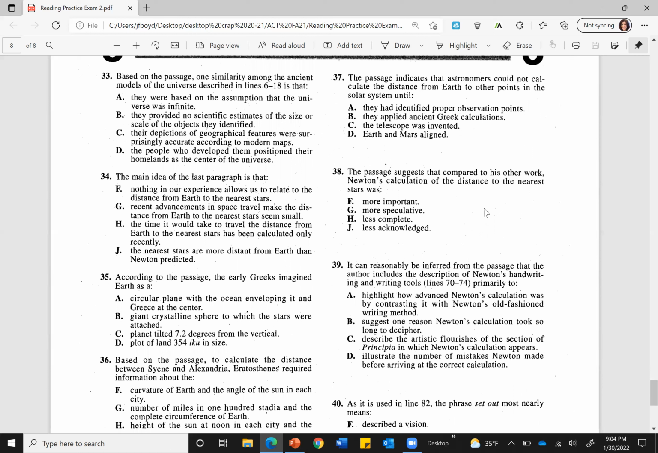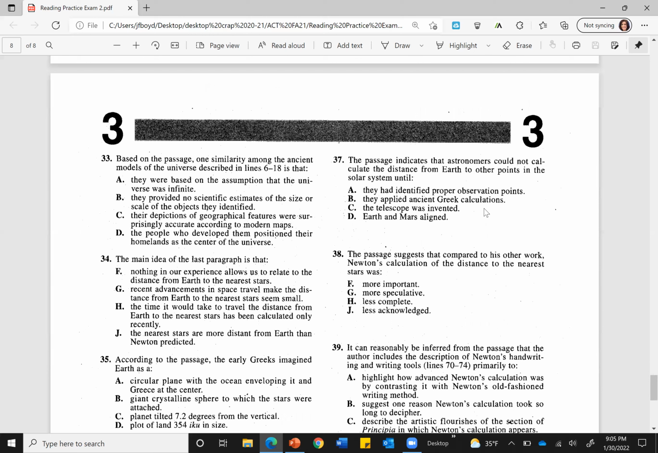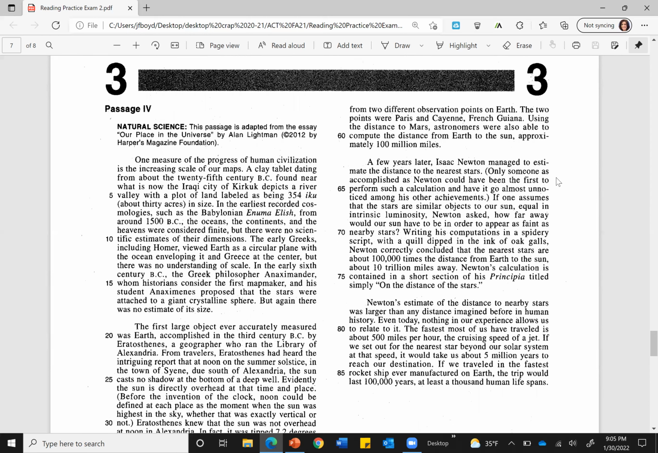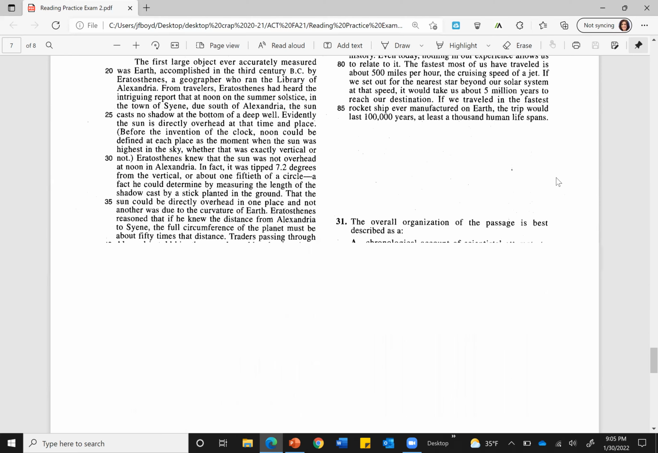Number 38. The passage suggests that compared to his other work, Newton's calculation of the distance to the nearest stars was J less acknowledged. And if we come up here to line 65, yeah, only someone as accomplished as Newton could have been the first to perform such a calculation, and have it go almost unnoticed among his other achievements is going to back that up as the correct answer.